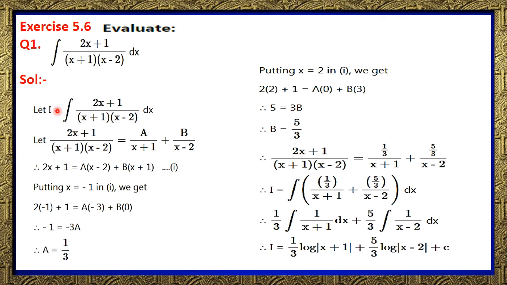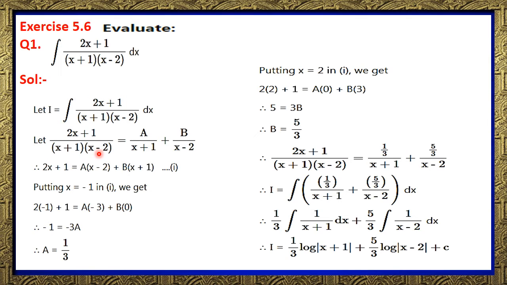So the given integral is expressed as I. And the integrand can be expressed as a upon x plus 1, that is, here x plus 1 is one of the factors, plus b upon the second factor. Now we will remove the denominators by multiplying throughout by x plus 1 into x minus 2.